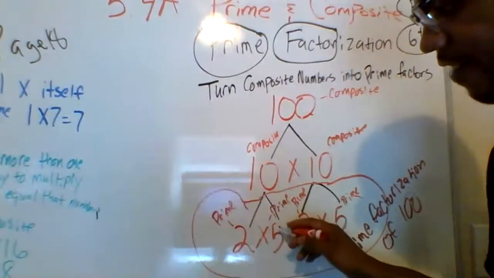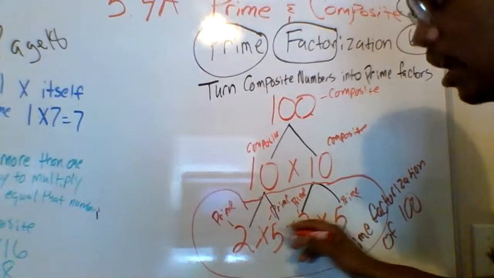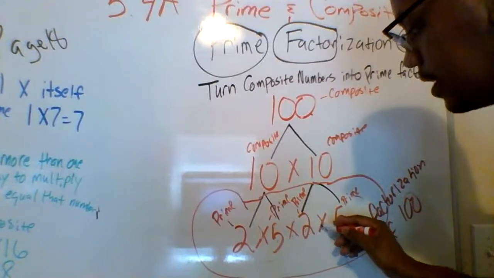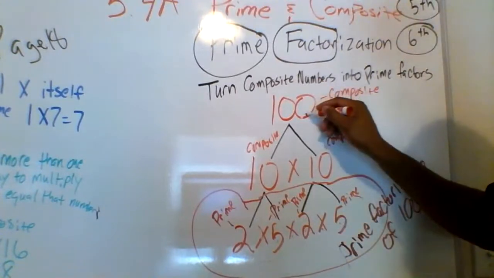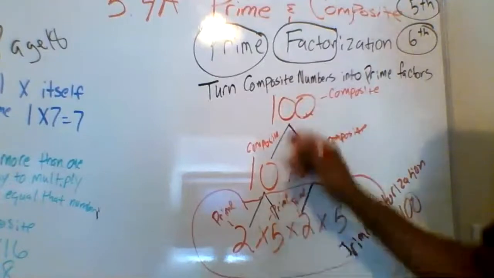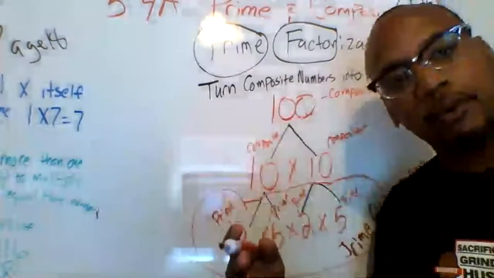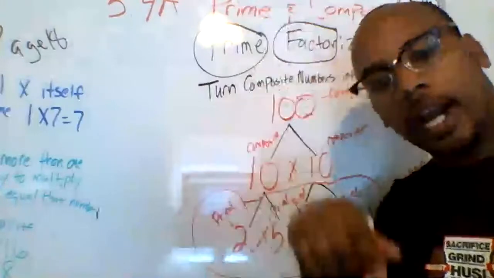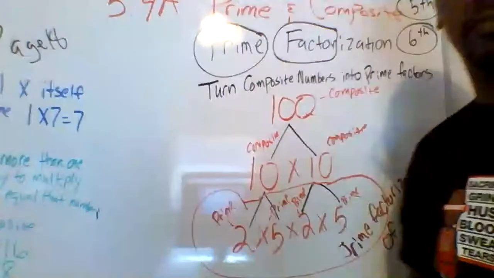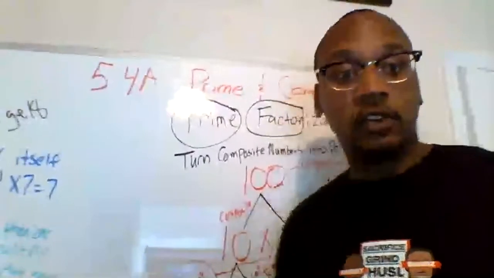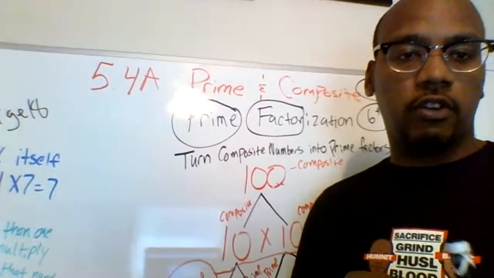2 times 5 is 10. 10 times 5, 2 times 5 is 10. 10 times 2 is 20. 20 times 5 is 100. All right? So in 6th grade, this is what you're going to do. You're going to take a big composite number and you're going to break it down into only prime numbers. All right? I know y'all like, wow, Mr. T, that's crazy. But that's what you're going to do in 6th grade.